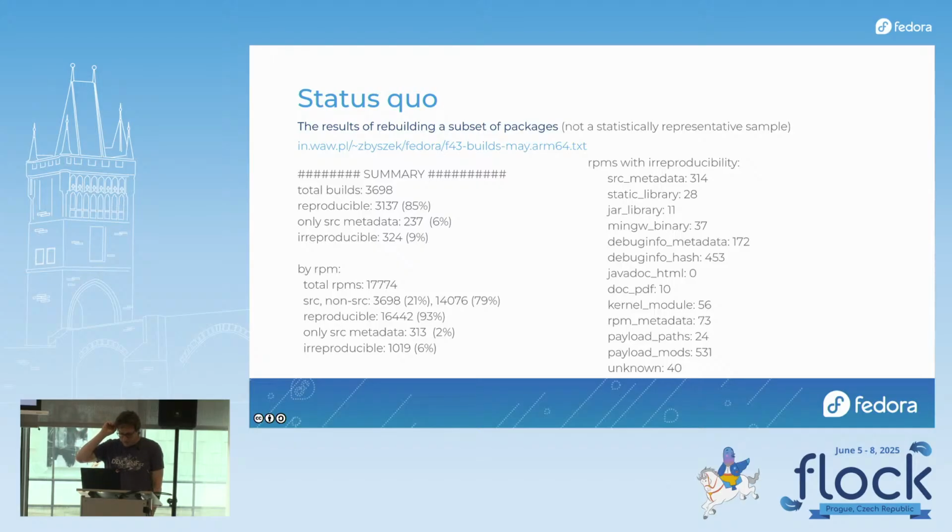We are still at, depending on how you count, 90% reproducibility. I say 90% because it says that 85% of package builds are reproducible, but with source metadata differences. This happens when the source RPM is built on one architecture and then on another architecture, and you get a different set of build requirements embedded.